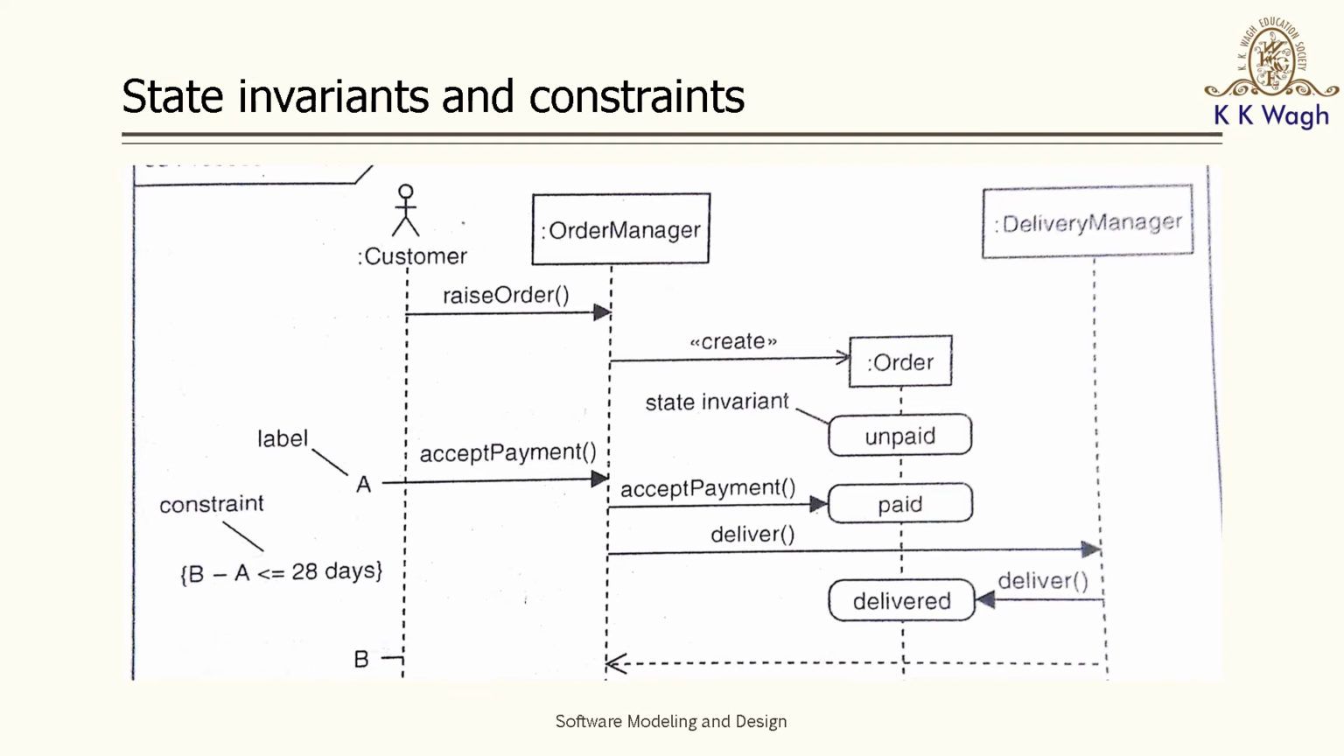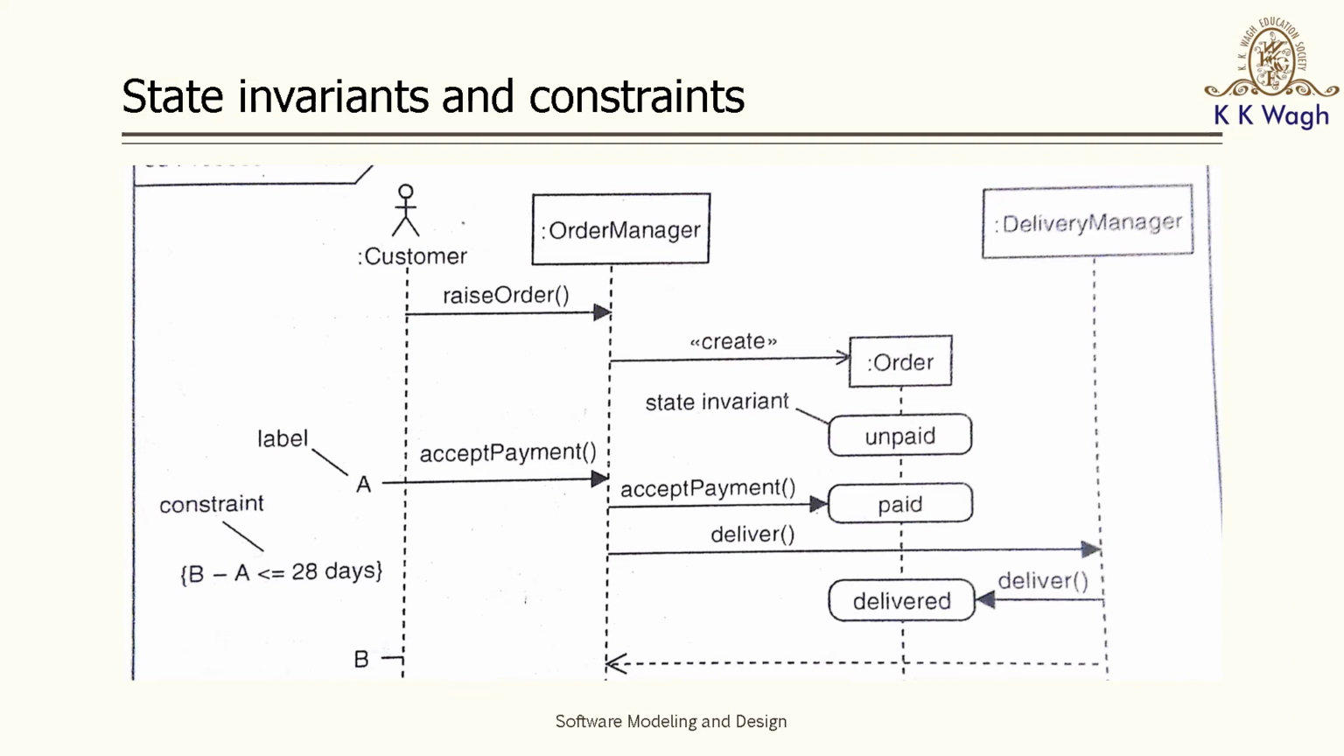Not all messages can cause a state change. For example, a message that simply returns the value of some attribute and has no side effects is not a state change. You can show the state of the instances on the lifelines by using state invariants. So why are state invariants used? To show the state of the instances on the lifelines, you can use state invariants.